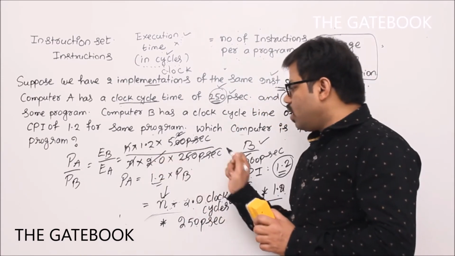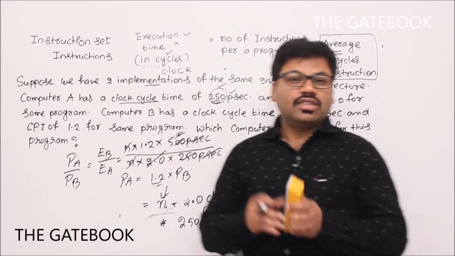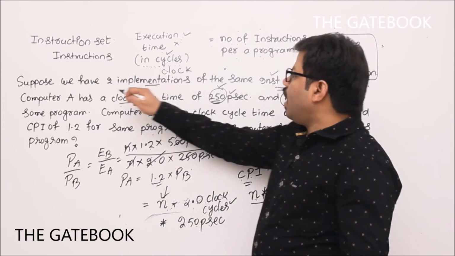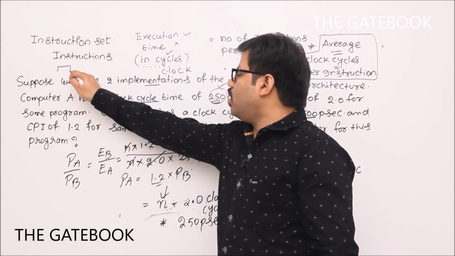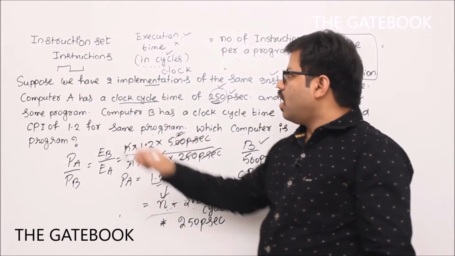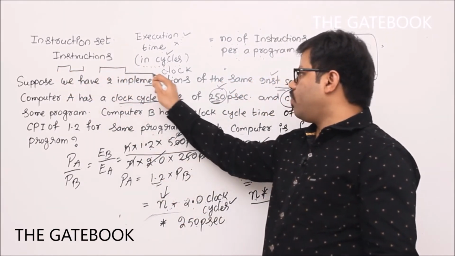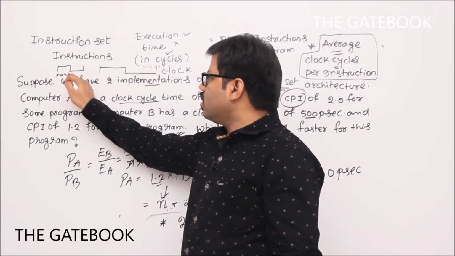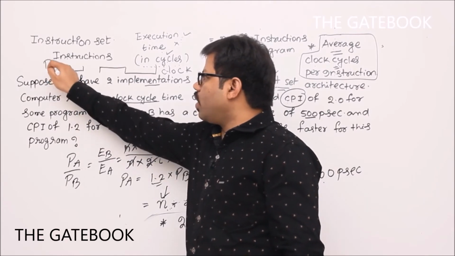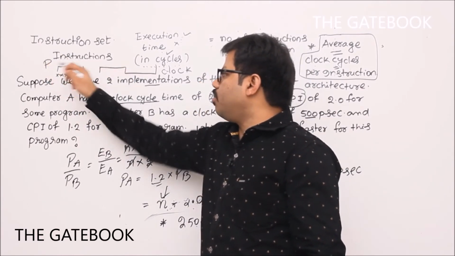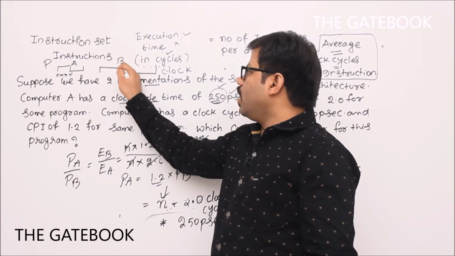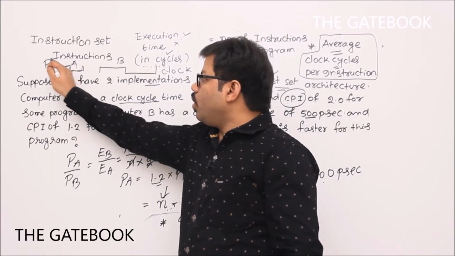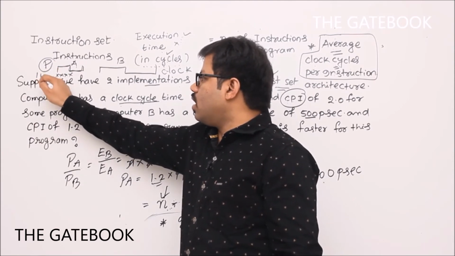Here, in both programs, the number of instructions is the same. Sometimes what happens is that one computer will have a very small clock cycle, and another computer will have a lot of clock cycle time. For example, for the same program there are two computers, A and B. In computer A, though the clock cycle time is less, to implement this program you may require 100 instructions.